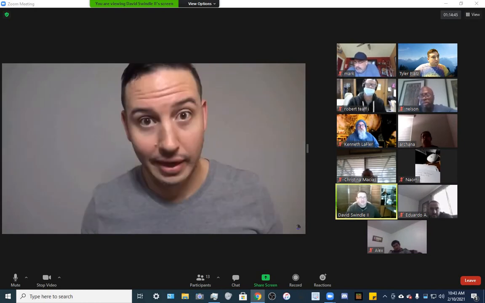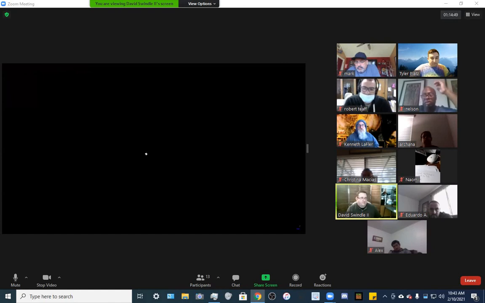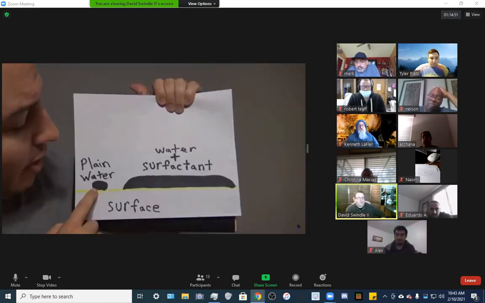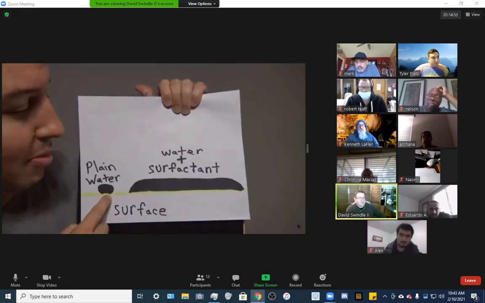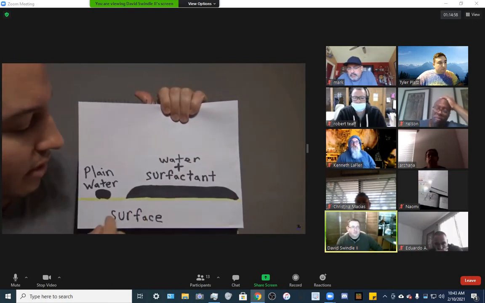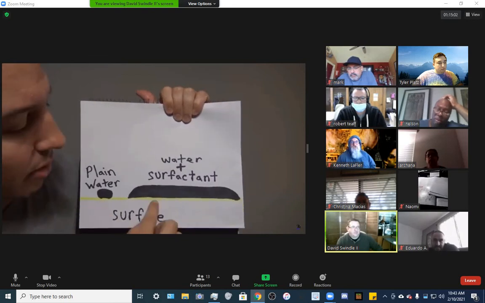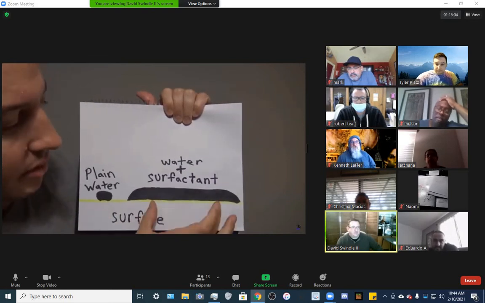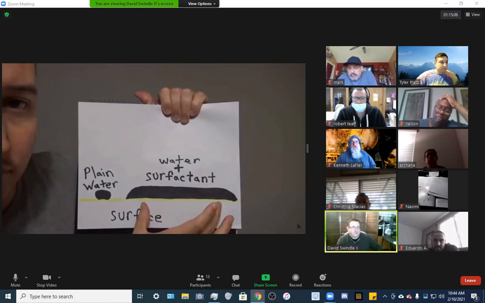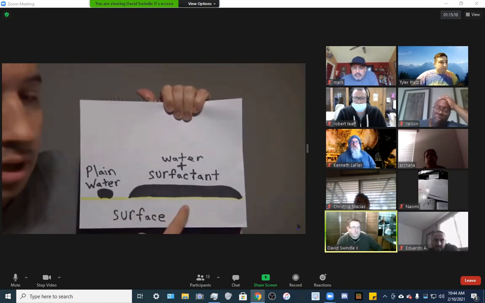Here's a visual representation on a piece of paper for you. Plain water beads up. Water plus the surfactant, as you can see, we've got our surface right here. The water, hydrogen bonding is going on. The water sticking together. Water plus the surfactant, it's spreading out. It's able to spread out and penetrate that surface, penetrate that soil. High surface tension, low surface tension.